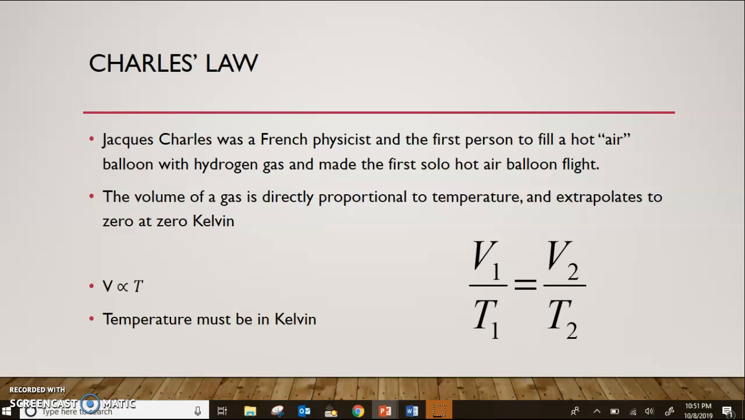The second gas law here is Charles' law. So Charles' law is looking at the directly proportional relationship between volume and temperature, assuming that pressure is held constant. And then you can see here at the top, he did a lot of work with gases, created the first hot air balloon with hydrogen gas, and did that first solo flight. So he's cool in that sense. But you are always relating volume and temperature in Kelvin. And this is super important. Kelvin is always in the positive scale. That's one of the reasons why we use it. But make sure all of your temperatures are converted to Kelvin.